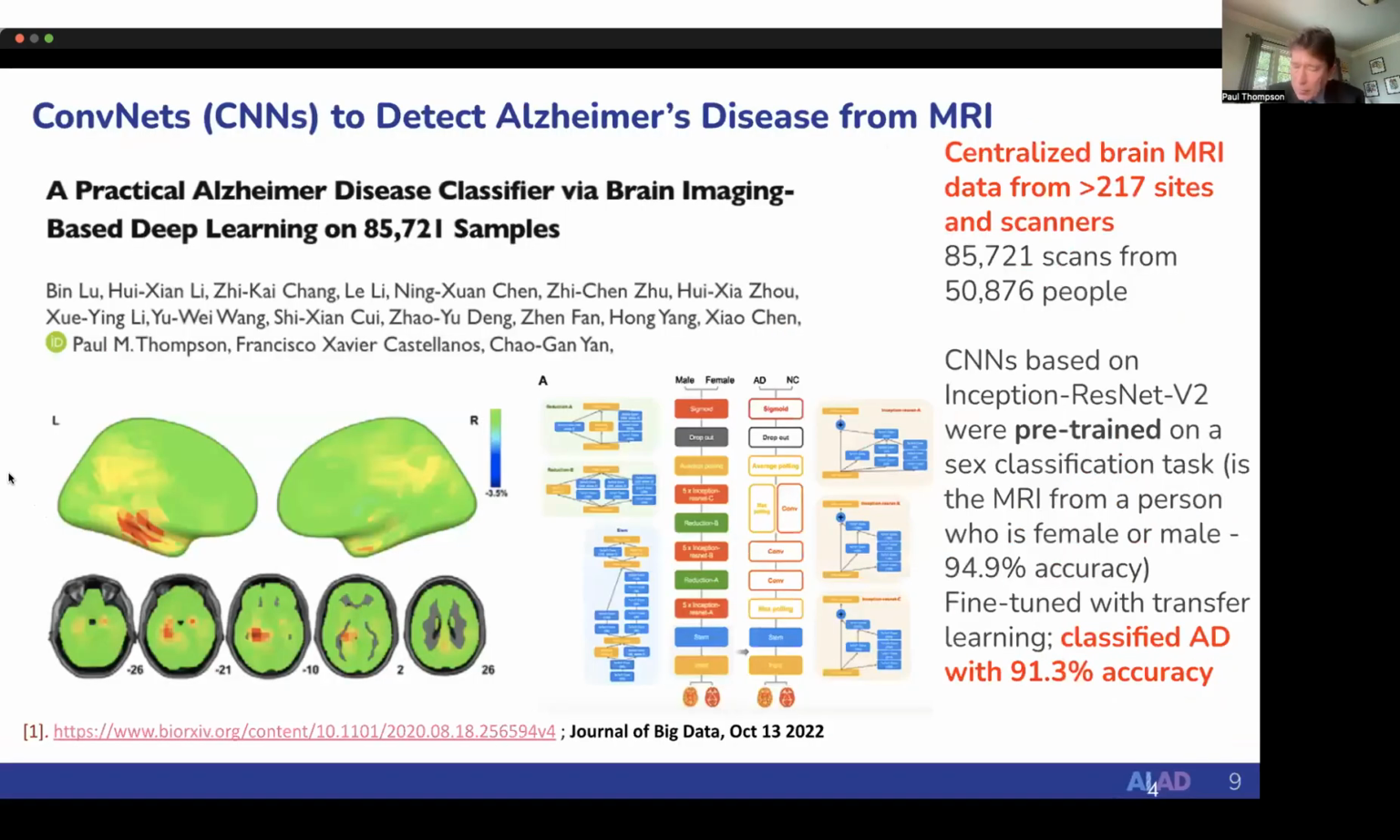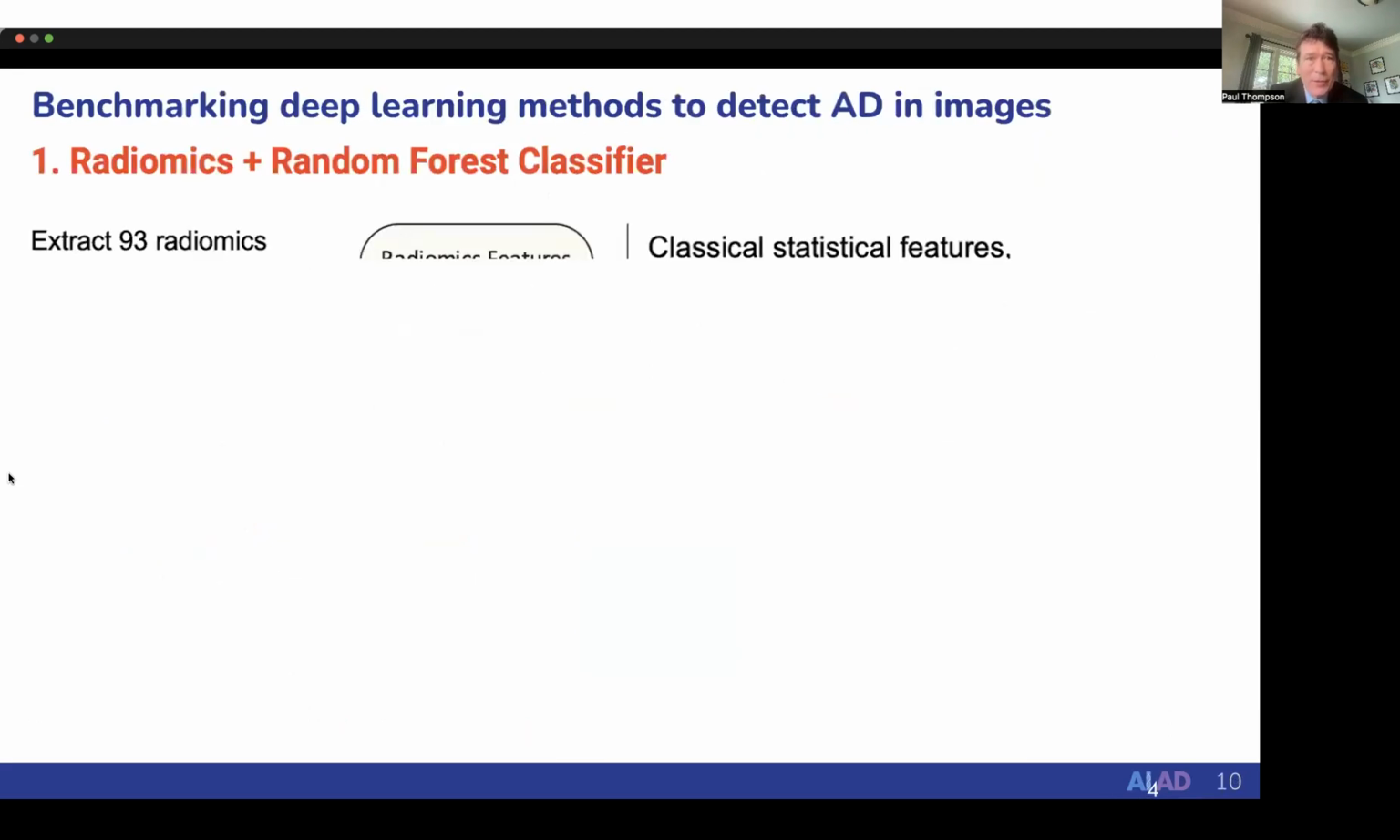Now, this truly remarkable paper about a year ago, we published with Bin Liu and Xiaogan Yan, that centralized Alzheimer's disease and control MRI data from 217 sites. This is one of the largest MRI studies ever performed. And this was able to classify new scans that it hadn't seen as being from patients with Alzheimer's or healthy individuals with over 90% accuracy. And this is tremendously good news.